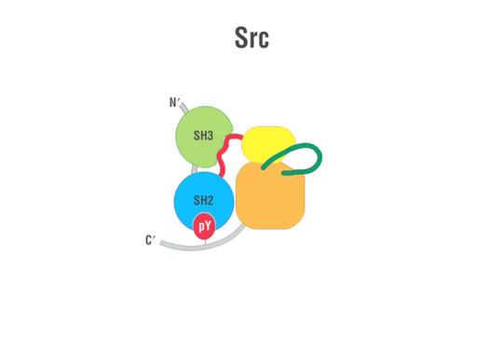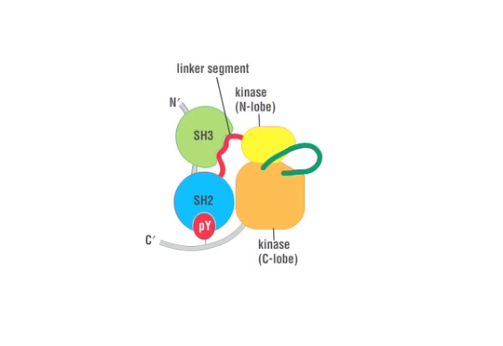In this cartoon view, Src is represented in its inactive state. The linker segment, shown in red, connects the SH2 and SH3 domains on the one hand and the kinase domain on the other. The activation loop, shown in dark green, drapes across the catalytic site, and in this configuration blocks the catalytic domain's access to the substrate of the kinase.